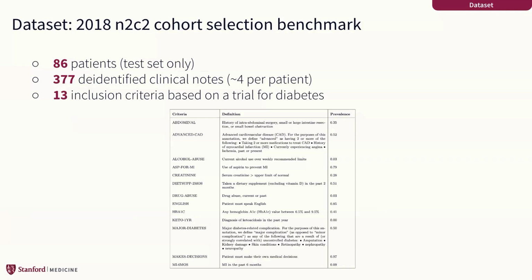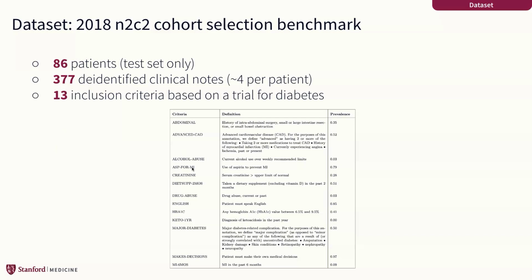Like all good machine learning, start with the data. I'll briefly talk about the data we use before getting to the actual methods. The data set we use is called the N2C2 cohort selection benchmark from 2018. We only use the test set. It's a data set of 86 patients, along with about 400 real world clinical notes taken from these patients' health records. And then we have 13 inclusion criteria based on a trial for diabetes.